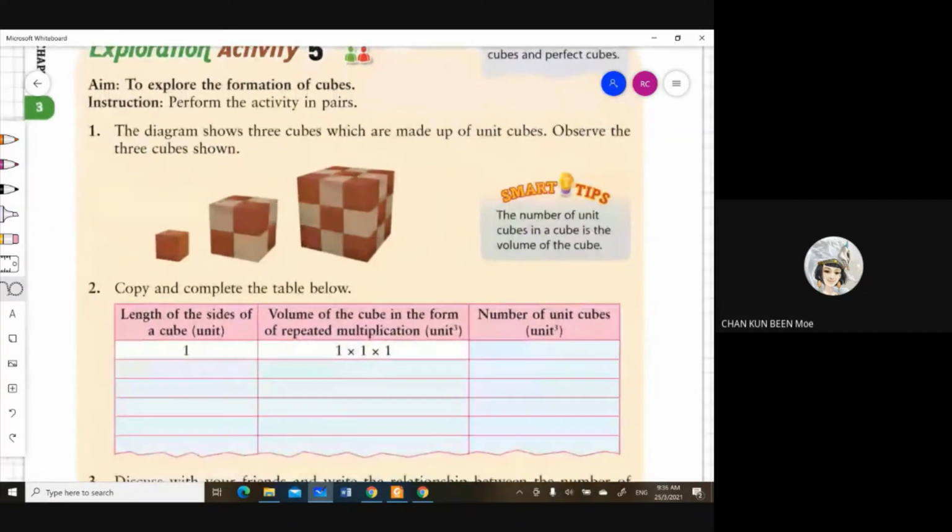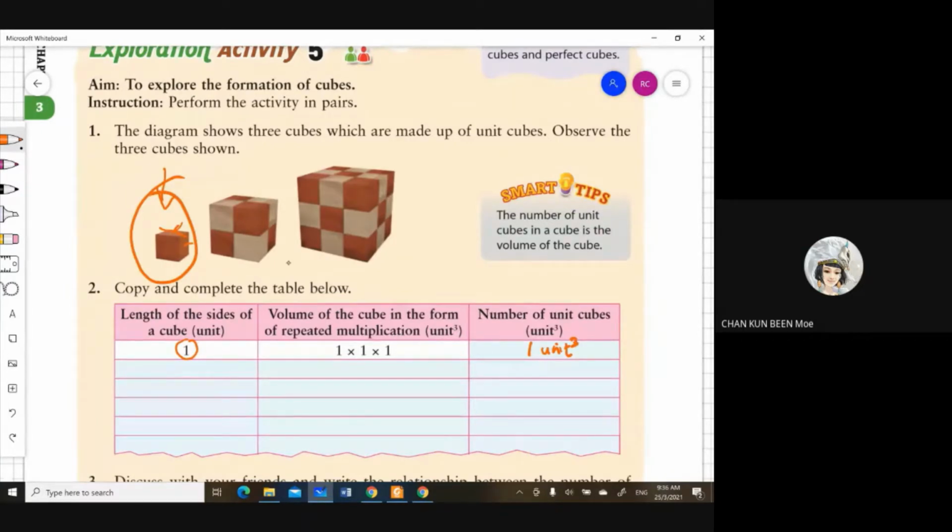So for the first cube over here, you can see the length of the cube given is 1 unit. The side is also 1 unit. The height is also 1 unit. This is why you're given 1 over here. To find the volume, the area of the surface, you multiply with the height. So it is 1 times 1 times 1, and the number of unit cubes will be 1 unit cube. That is the volume to represent the first cube.